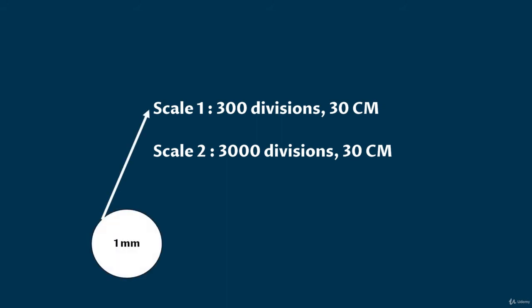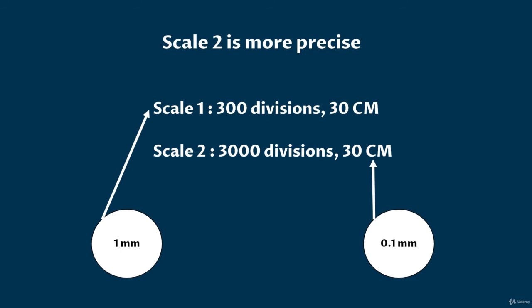Why? Let me explain. It's simple math. In scale 1, if I divide the total length by the number of divisions, it becomes 300 by 300 mm, which is equal to 1 mm. So using scale 1, we can measure a minimum length of 1 mm. Now come to scale 2. In scale 2, if I divide the total length by the number of divisions, then it becomes 300 divided by 3000. It becomes 0.1 mm. So using scale 2, we can measure a more precise length, that is 0.1 mm. So scale 2 has higher precision than scale 1. We can measure a smaller length than scale 1.